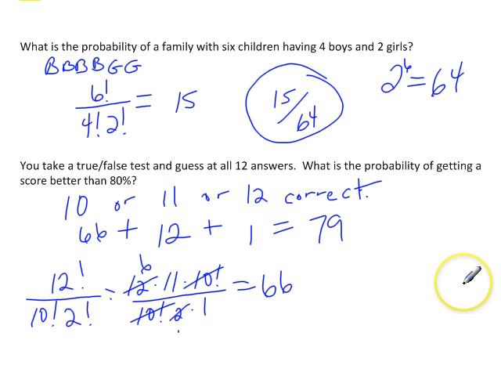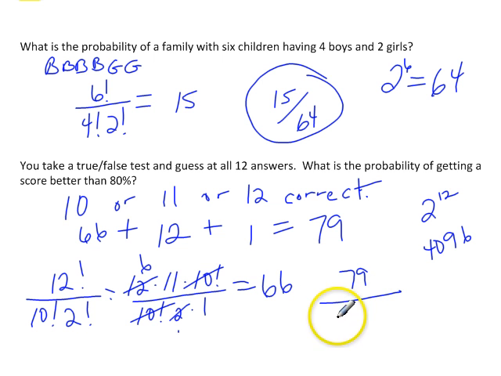So there's 79 favorable outcomes, but we need to know how many total outcomes. Well, there's 12 questions. There's 2 options on each question, so we're going to do 2 to the 12th, which is 4,096. And so our probability is our favorable outcomes, 79, out of our total, 4,096.